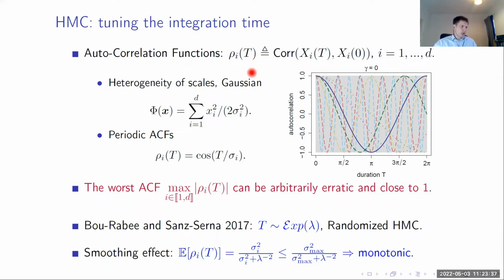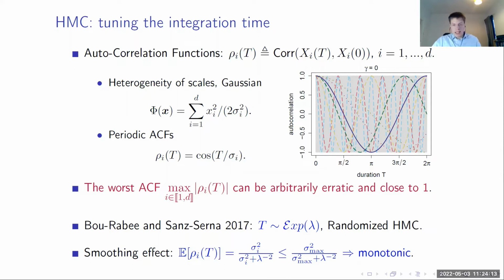Yeah. So in the Gaussian case, as you can see, everything is explicit, and all these ACFs simply boil down to cosine functions with different bandwidths. Now if you ask yourself how could I choose the value of t that will control all at once these autocorrelations, you can see that you can't really in a lot of situations, in the sense that the maximum absolute ACF as a function of t can be an arbitrarily erratic function and can be arbitrarily close to 1 as well.